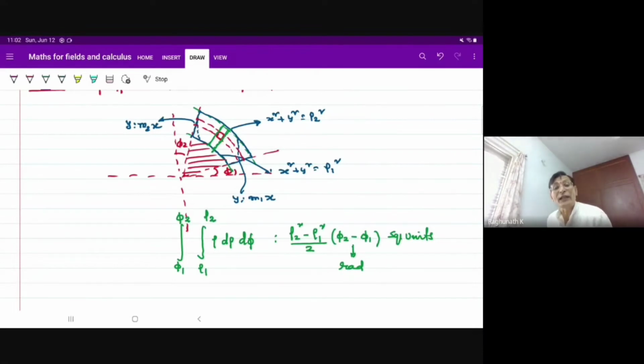If it is the area of the circle, rho goes from 0 to a. So a squared by 2. And phi 2 minus phi 1 is what? The total circle is what? 2 pi radians, 0 to 2 pi.